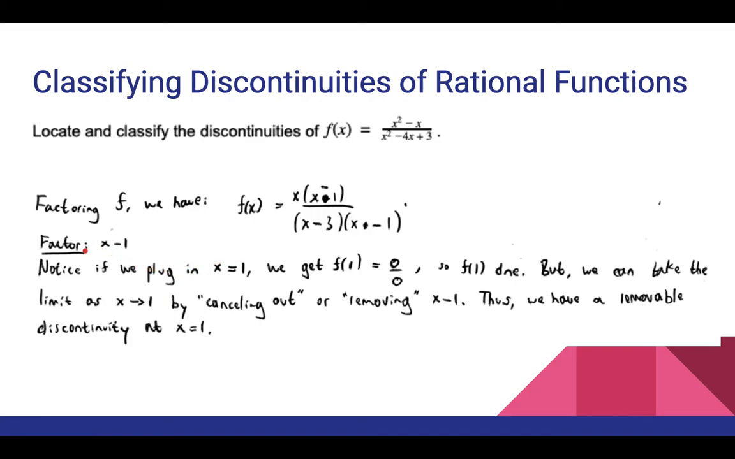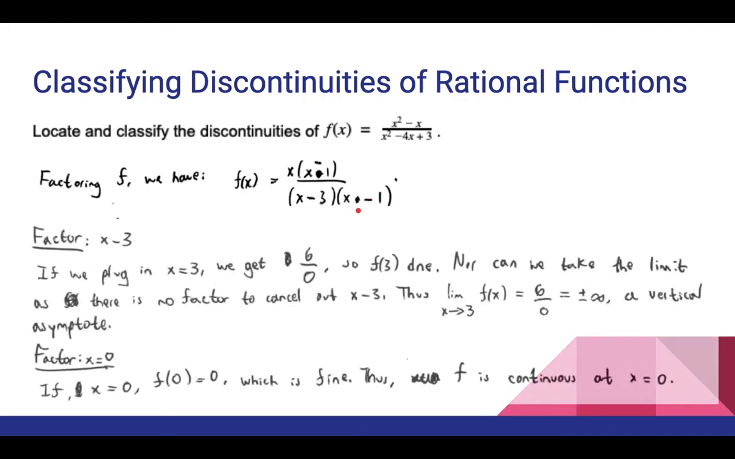So if we focus on the factor x minus 1, okay, we can see that if we plug in x equals 1 directly, we're going to get f of 1 equals 0 divided by 0. So f of 1 does not exist. But if we take the limit as x gets closer to 1, by canceling out or removing the x minus 1s, we can get a limit here. Thus, we have a removable discontinuity at x equals 1. So a removable discontinuity, when you're looking at these rational functions, is when you have these factors that you can cancel out on the top and bottom. Again, we plug in x equals 1, we get an undefined number, but we can cancel out the factors to get the limit, so we're going to get a removable discontinuity when we're able to remove these factors.